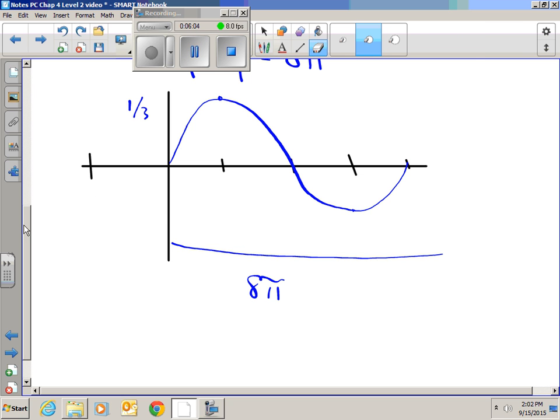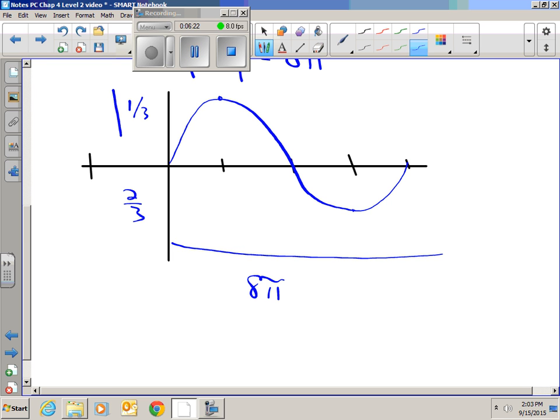I wrote -1 and 1/3. This is -1/3. Okay. The whole graph moved up 1. So this is actually going to be 1 and 1/3. And this is going to be positive 2/3 because -1/3 plus 1 is 2/3.